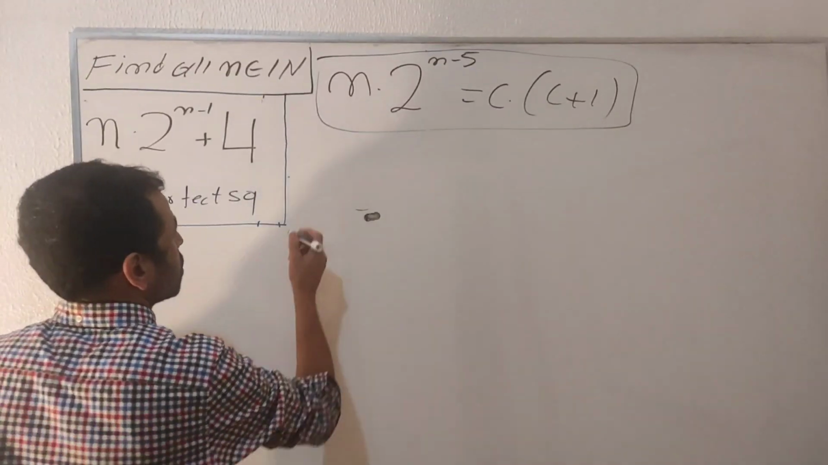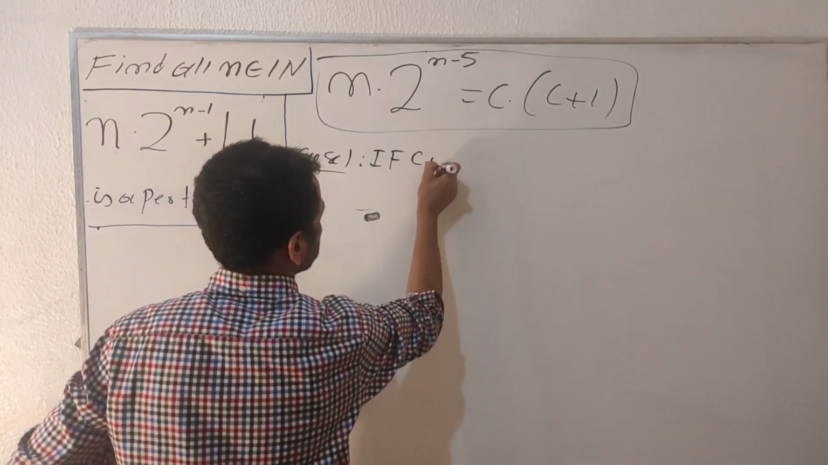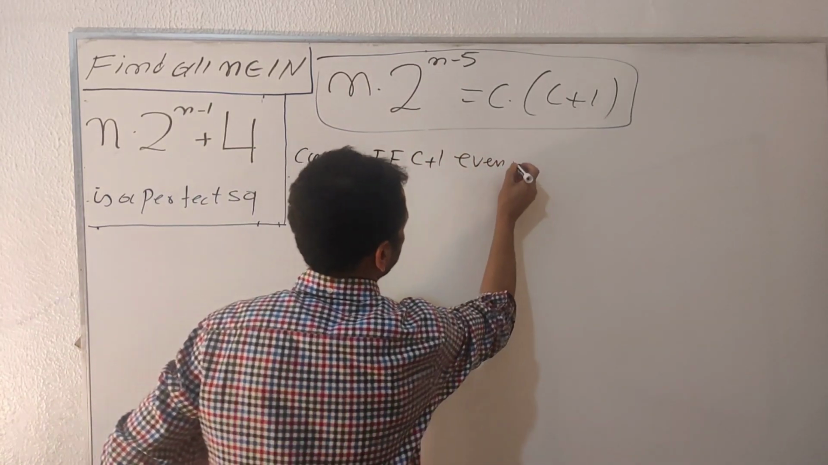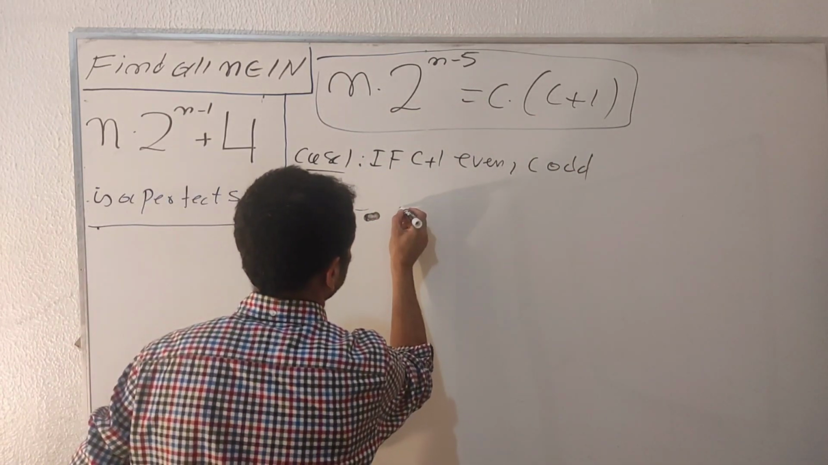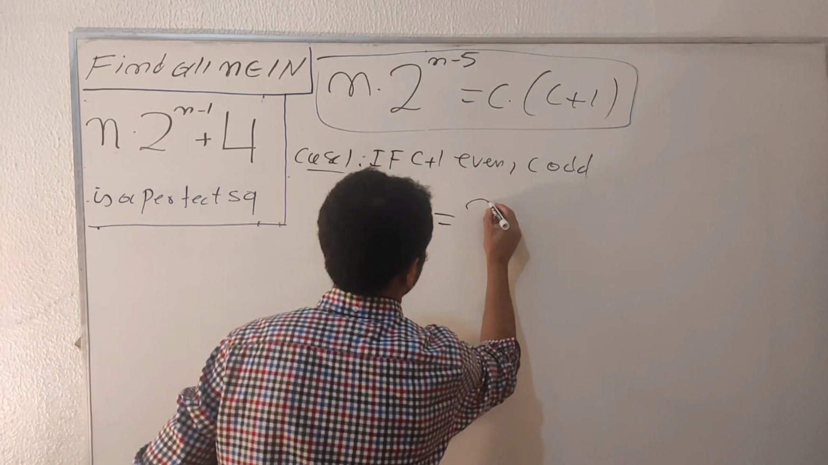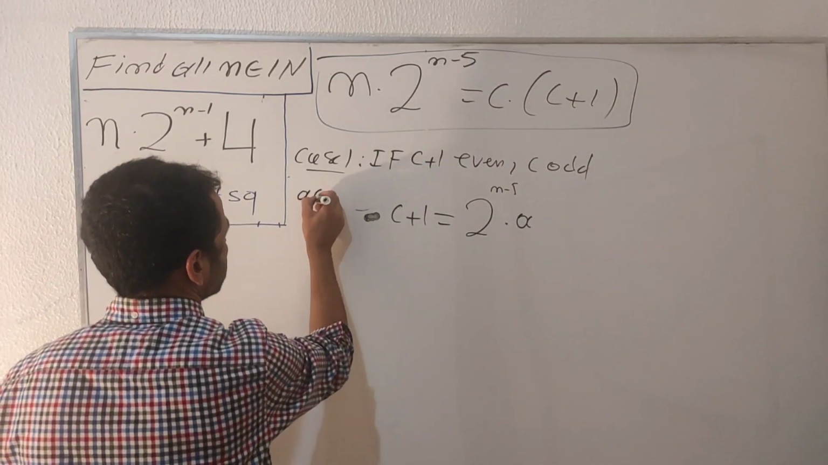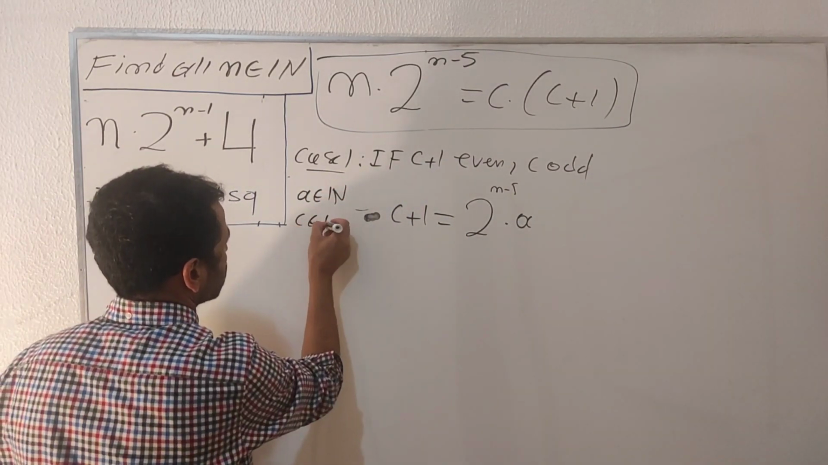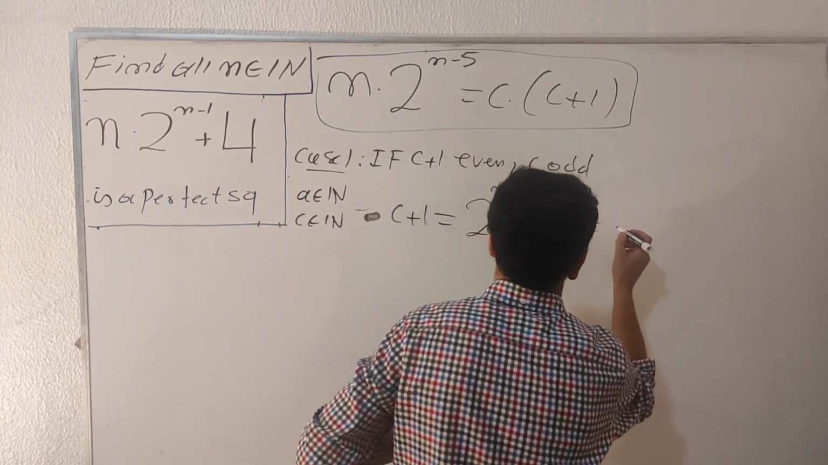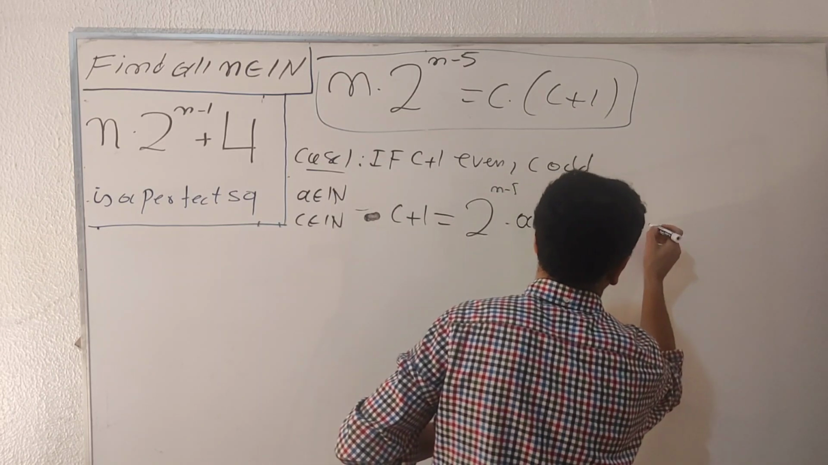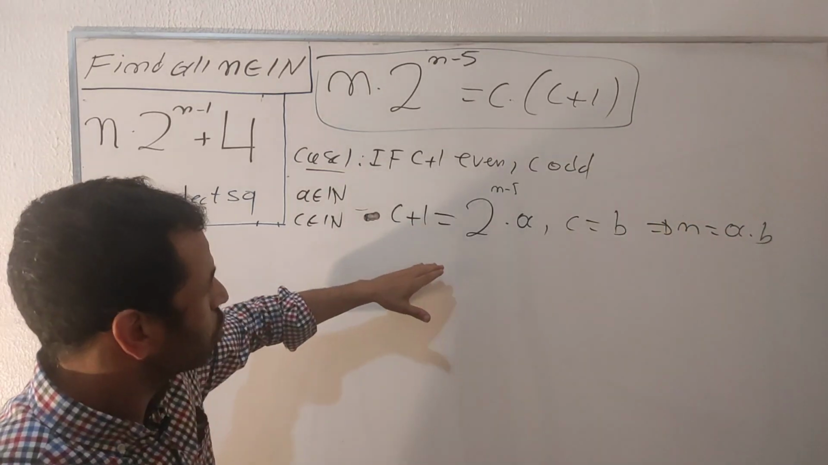Okay, so let's assume case number 1, if c plus number 1 is even, which means c is odd. Okay, or 1 is even, which means it's going to be written in this form: c plus number 1 equals 2 to the n minus 5 multiplied by a. Okay, what is a? A is some natural number. And c also is a natural number, and then also I get c equals b, where n equals a multiplied by b. Let's go through with that.